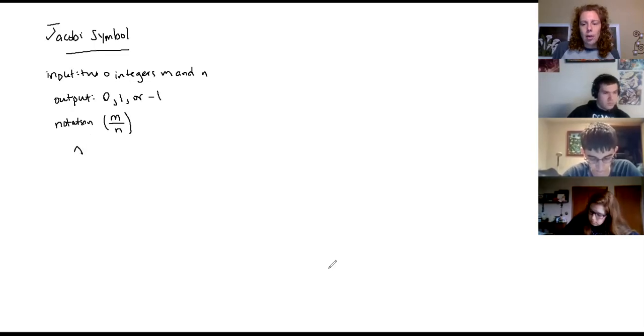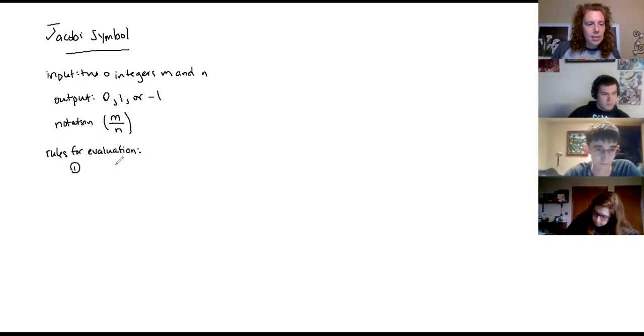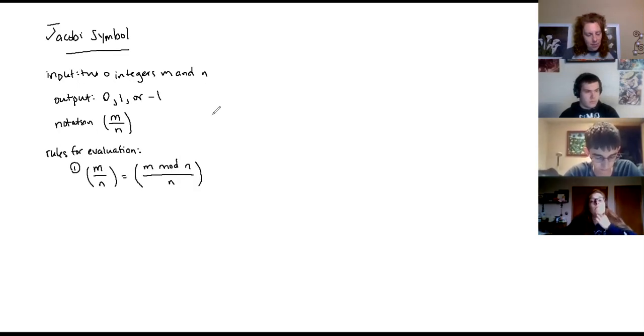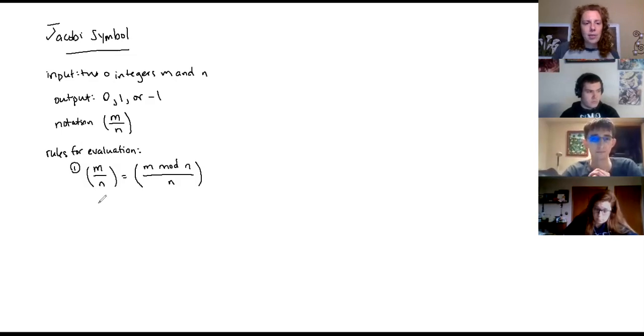And here are your rules for evaluating. 4 of these. Rules for evaluation. First of all, if you have a Jacobi symbol, you can reduce the numerator mod the denominator. So you can say (M mod N) over N, that Jacobi symbol. You can do a substitution.